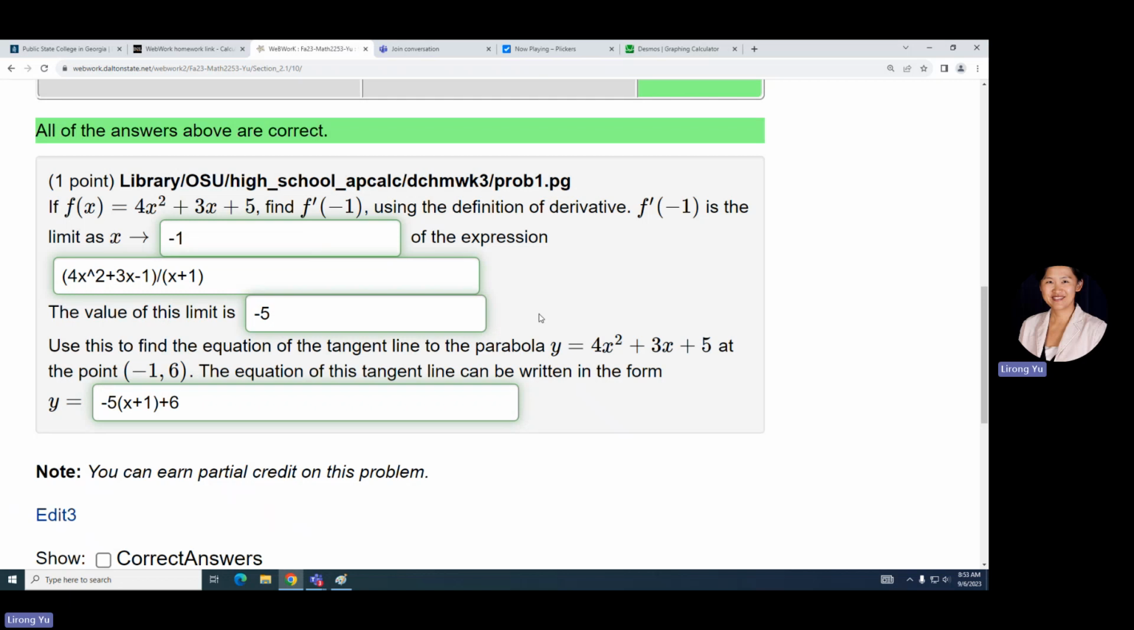Any other question for the homework? Yes.